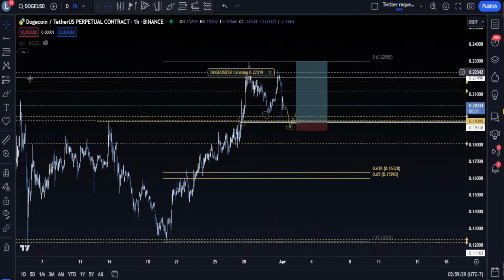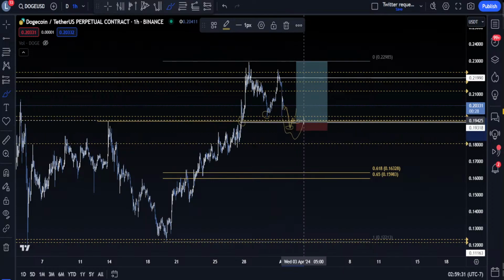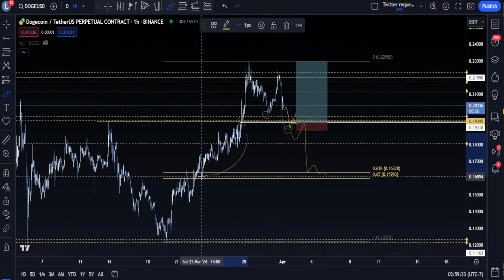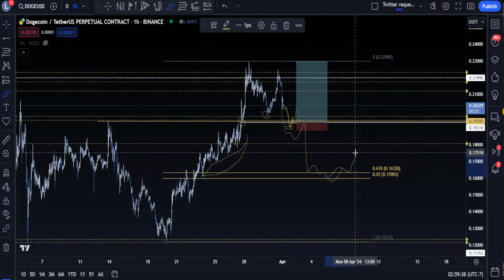But if we break this down, I wouldn't be surprised to see some of these lows run. And I'd be looking for signs of strength there to take some longs.